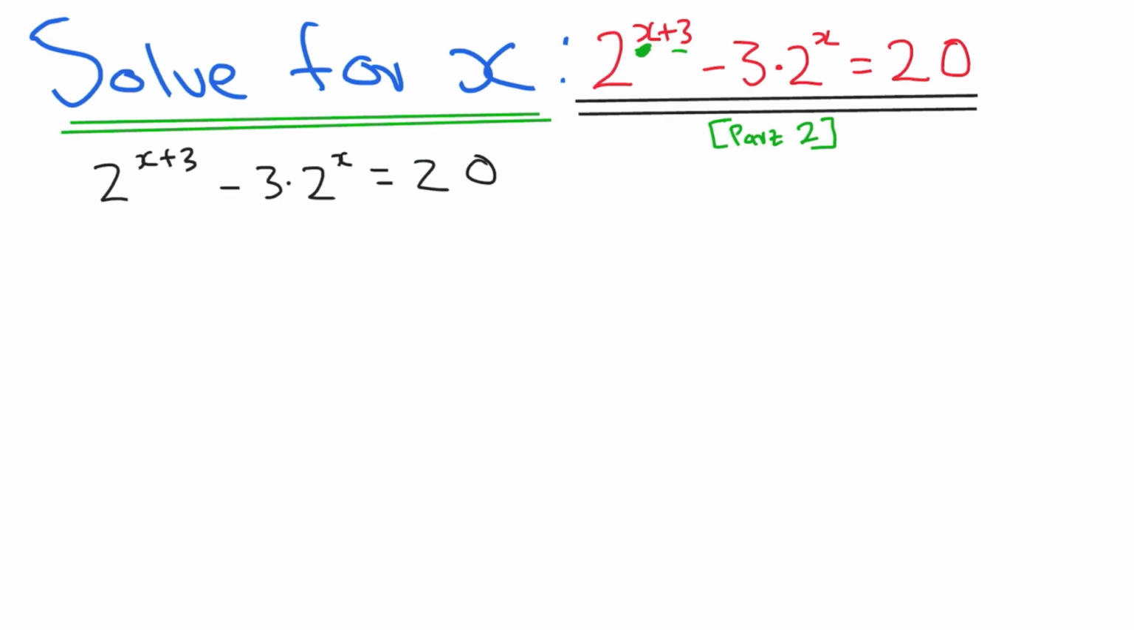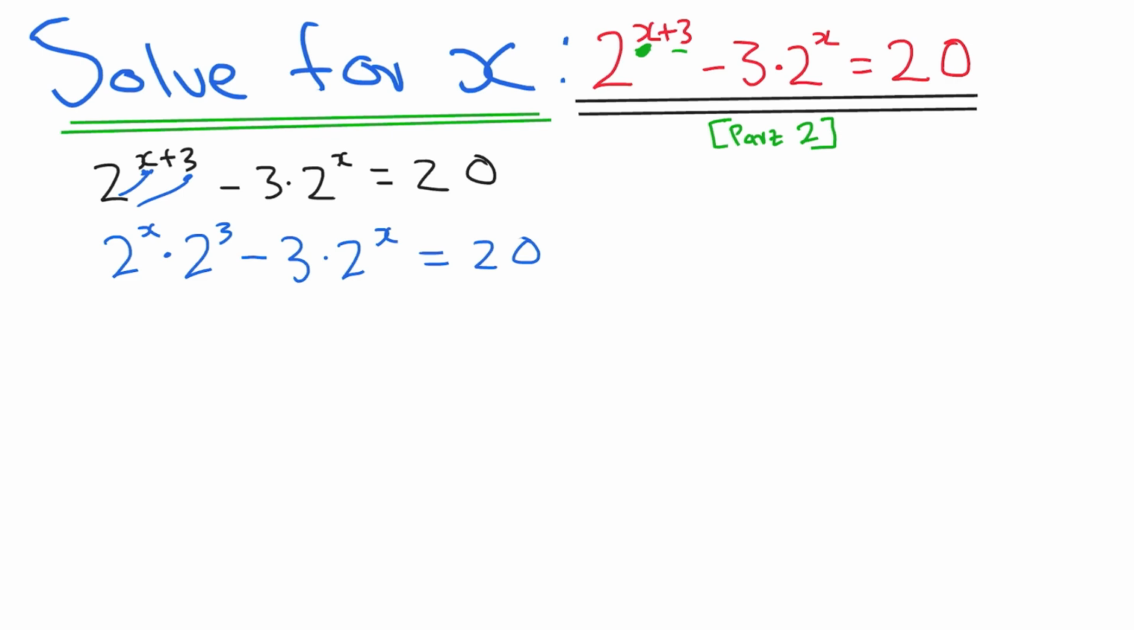Because the exponent has two terms here, I will separate them using the laws of exponents. Remember, they said that when powers of the same base are multiplied by each other, we can add the exponents. Now I'm just going to reverse it: when a base has two terms in the exponent, I can separate them, and each term in the exponent will get its own base, so that we have two powers of the same base multiplying each other. So I'm going to say 2 to the exponent x multiplied by 2 to the exponent 3, minus 3 times 2 to the exponent x equals 20. That's basically just the trick.